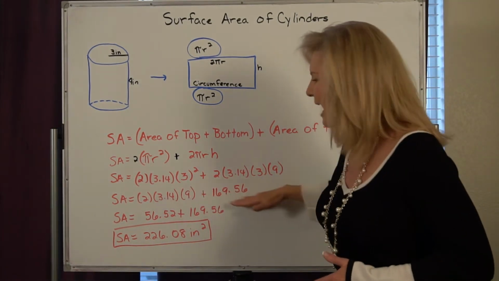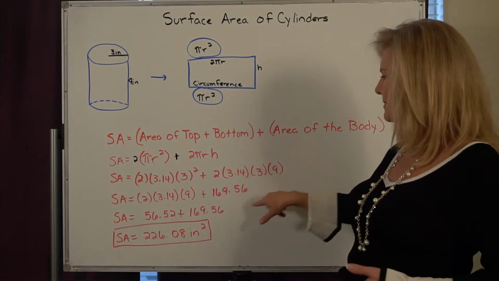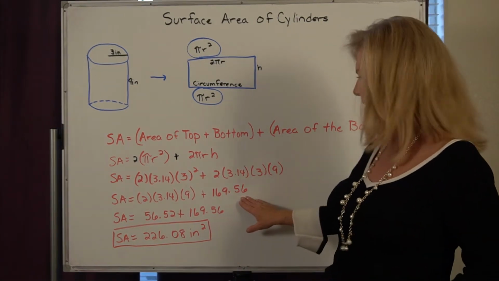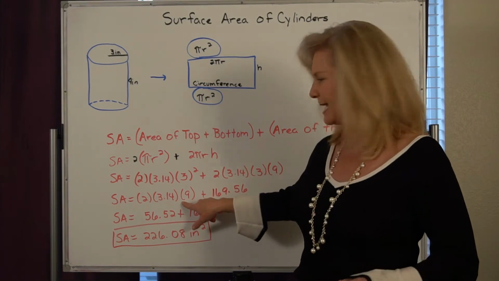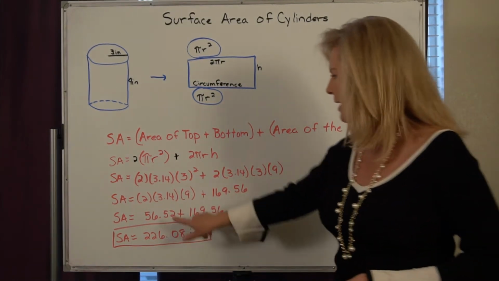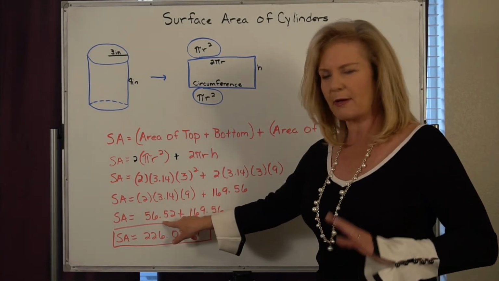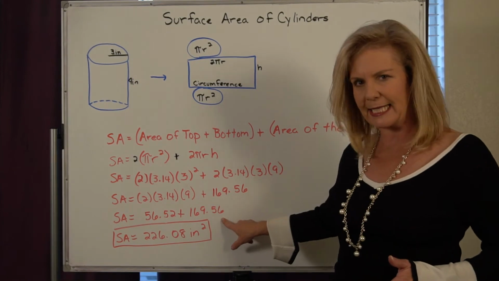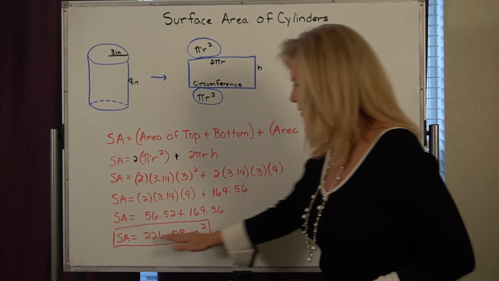Then I can just calculate everything together. So I take my whole numbers, 2 times 3 times 9, and then multiply that by 3.14. I get 169.56. And when I do 2 times 9, which is 18, times 3.14, I get 56.52. So my two circles equal 56.52. My body equals 169.56. So to get the total surface area, I pull it together.